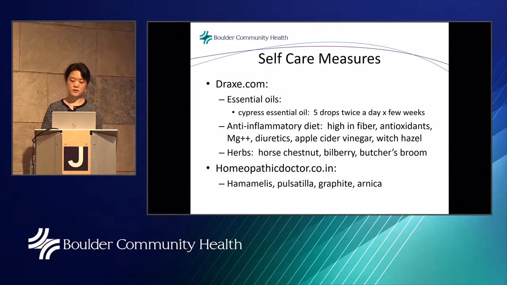And some other self-care measures, there are some people that believe in anti-inflammatory diet, and horse chestnut is an herb that is believed to help with swelling, tissue swelling, and edema. Butcher's broom is another one. There are various things that people can try. Just like any other herbal treatments, they don't interfere with any other medical treatment that you could potentially get, but they also have variable results on individuals.